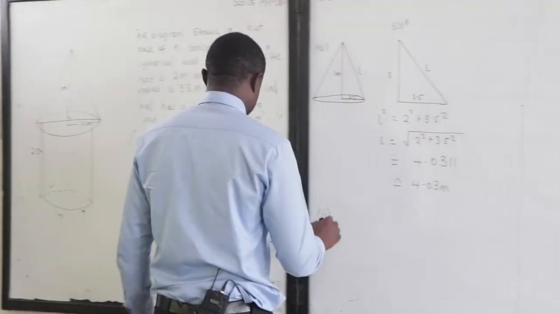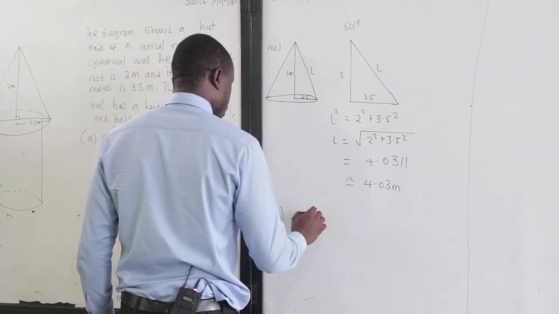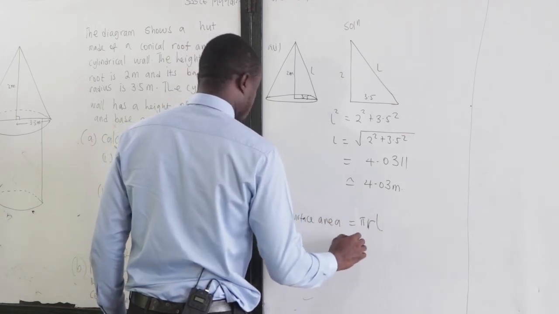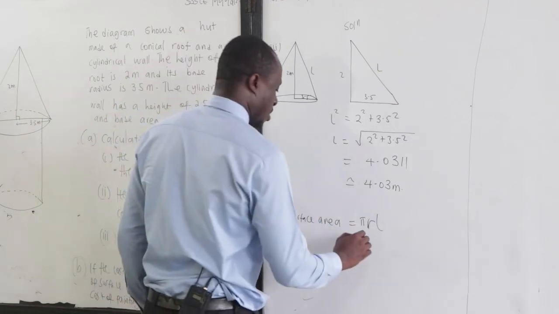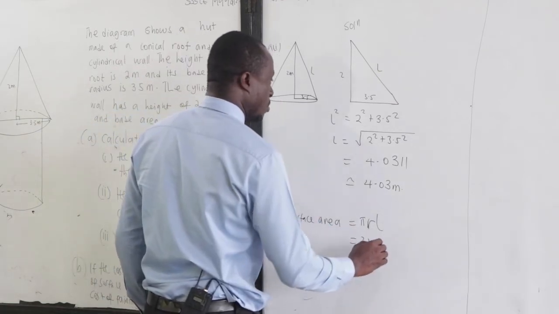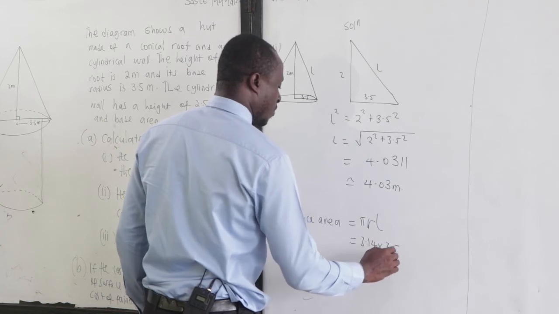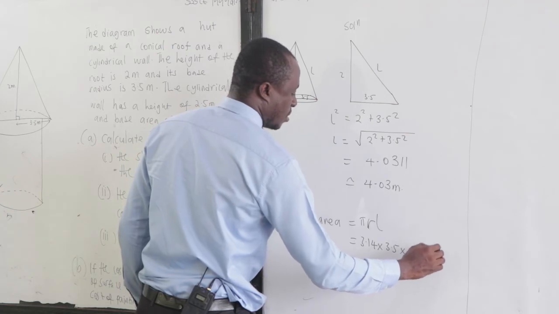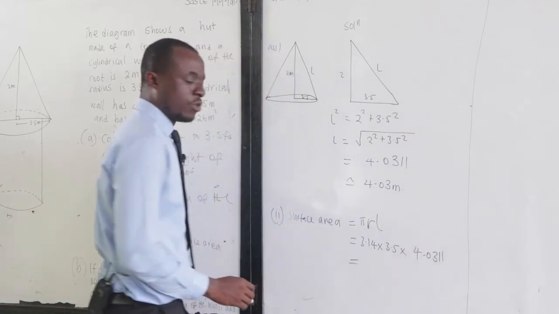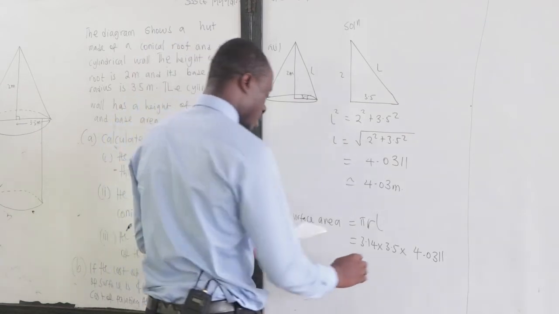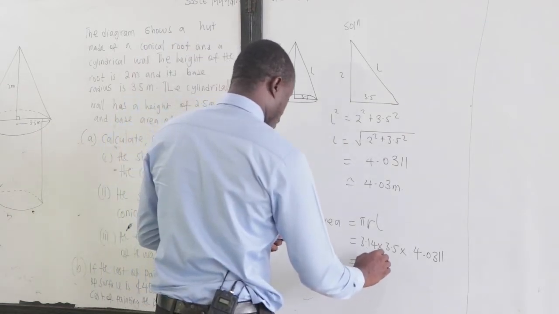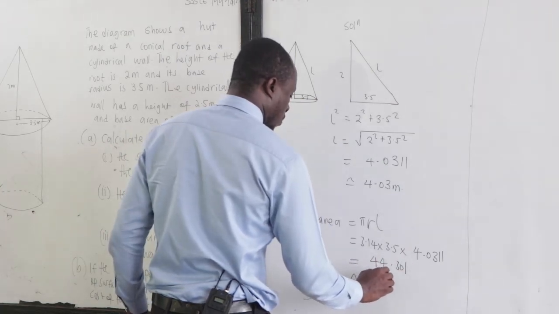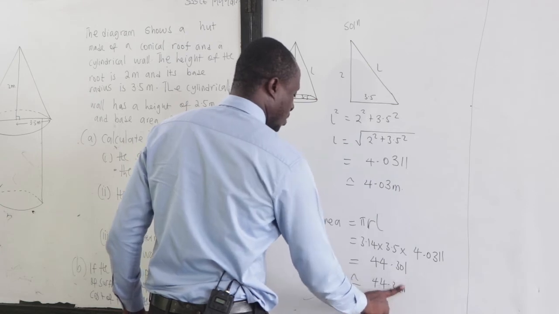So the surface area is pi r L. Now what is the pi? We're given the pi to be 3.14. What's the radius? The radius is 3.5. And then what is the slant height? That is 4.0311. When you punch this on the calculator, we are getting 44.301, and then to 3 significant figures, that is 44.3 meters.